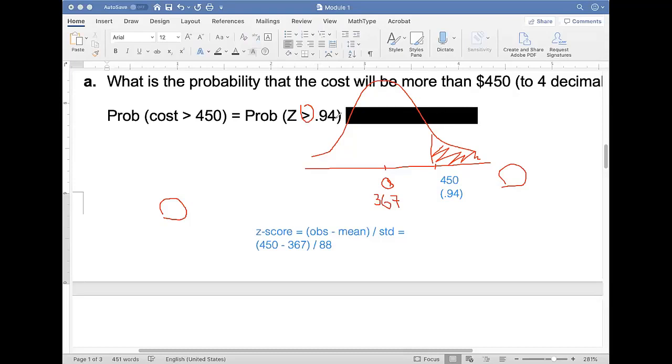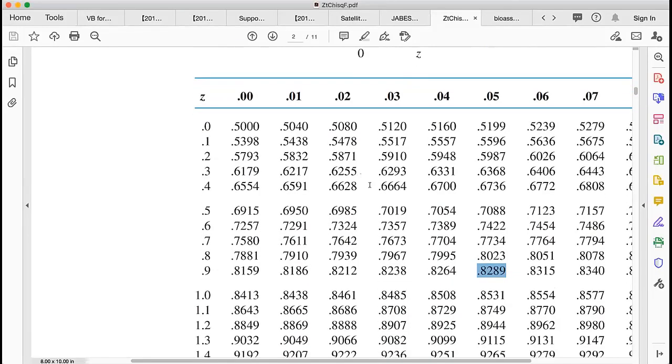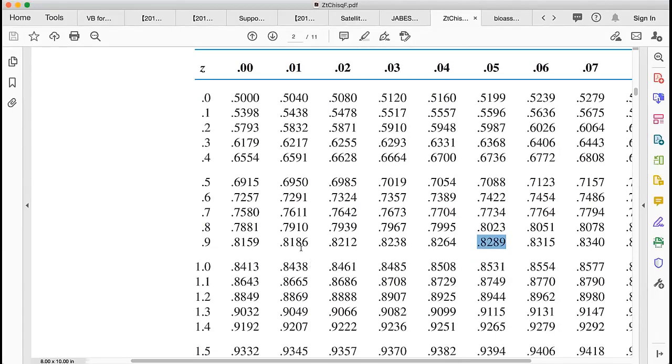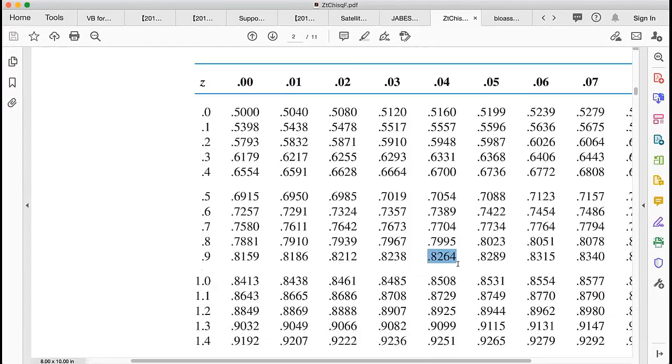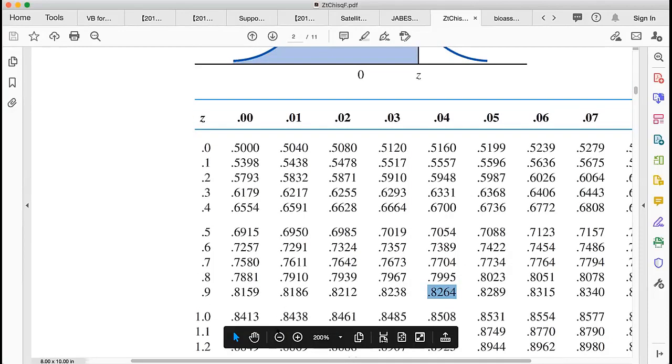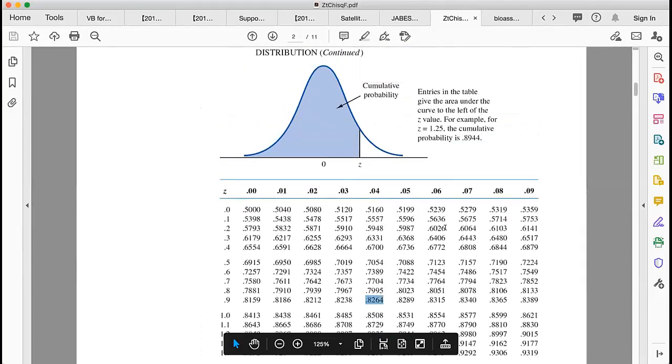Let's try 0.94, we're going to do it together. 0.94 is the z-score. That's right here, this number, 0.8264. This is a probability, but unfortunately this is not the answer we need. We have to subtract it from 1 because we were talking about more than 0.94, and this probability only gives you the area to the left. If you're not sure, you can check the z-table, which shows the left side being shaded. So you want to use 0.8264 and subtract this number from 1.